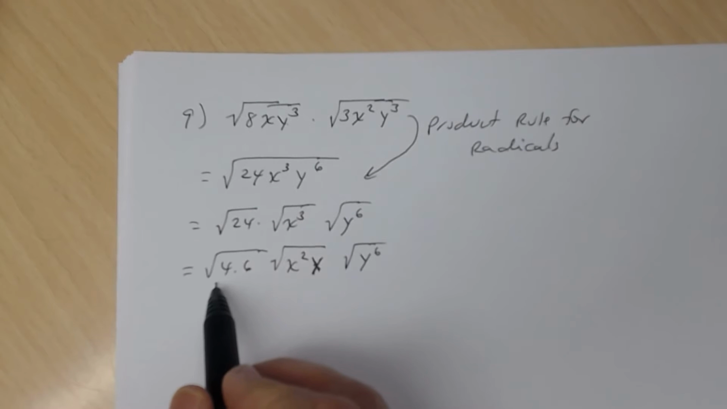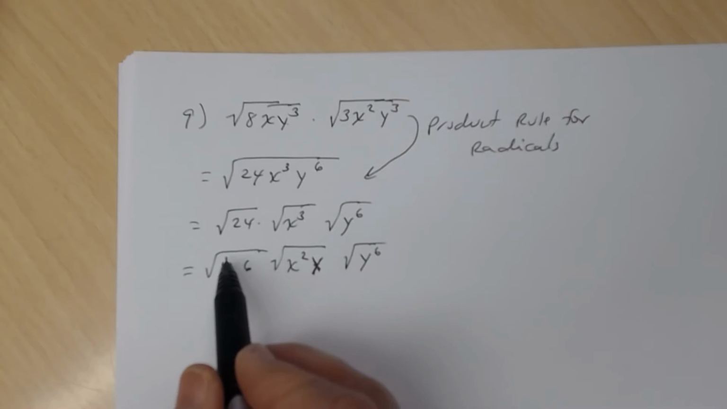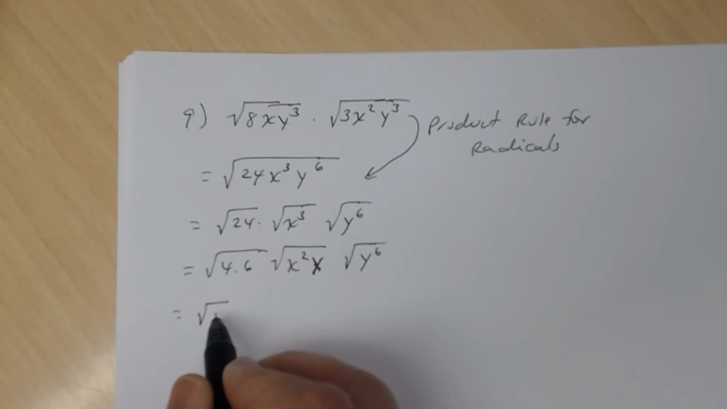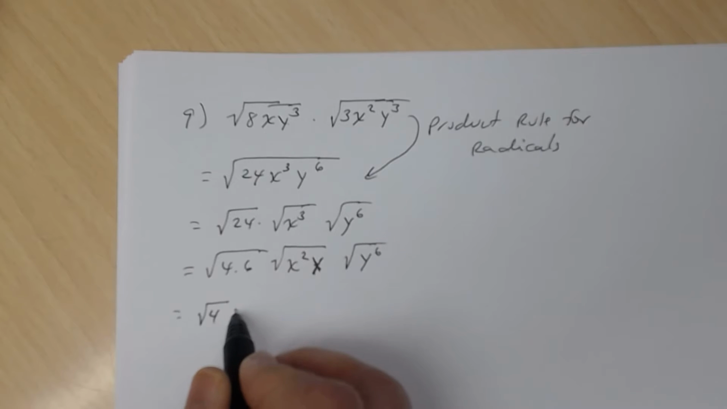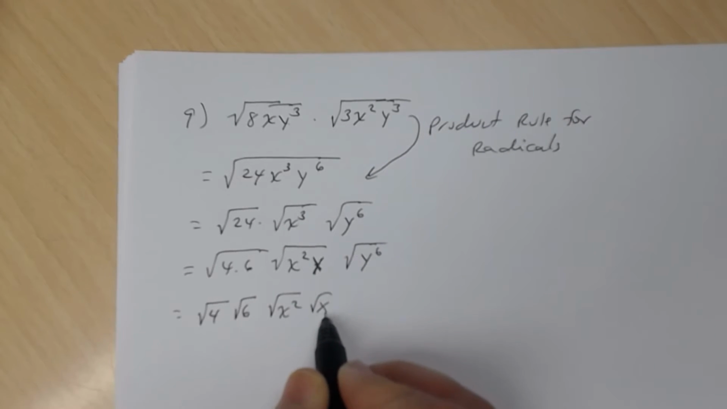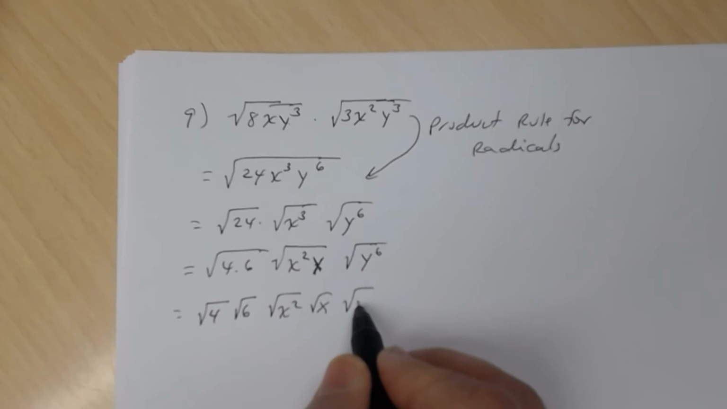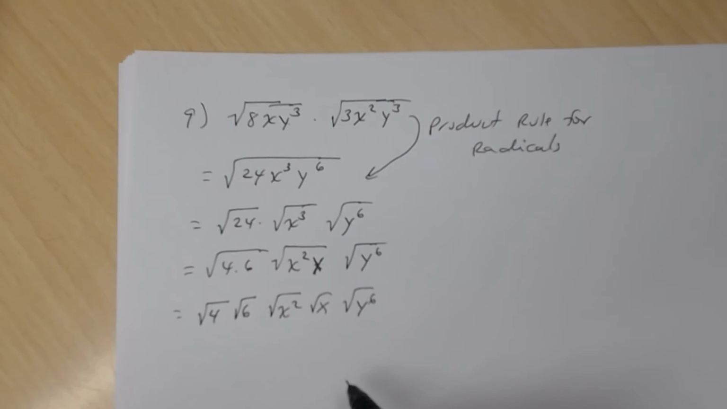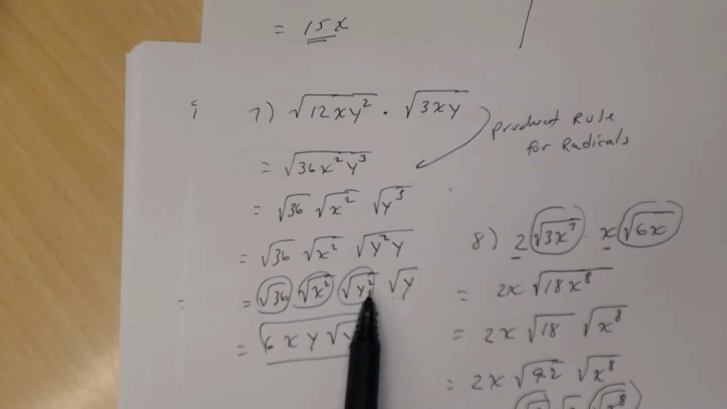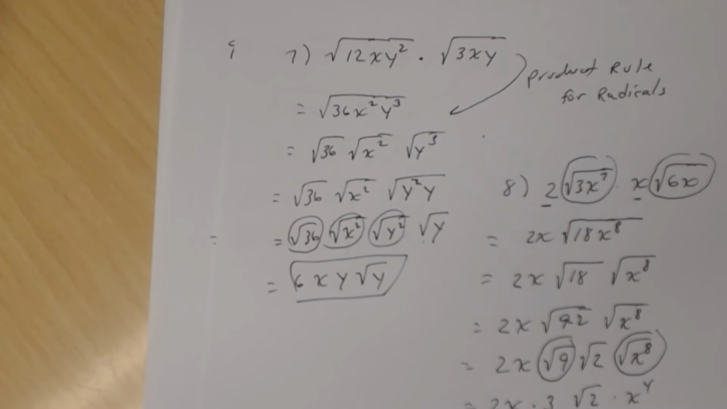Okay, now I'm going to rewrite the square root of this product as a product of each square root. So it'll be square root of 4, square root of 6, square root of x squared, square root of x. And then this, I'm going to leave it as square root of y to the 6. Okay, and then now we're going to circle, just like we did in the past, the parts of the radicals I can simplify.